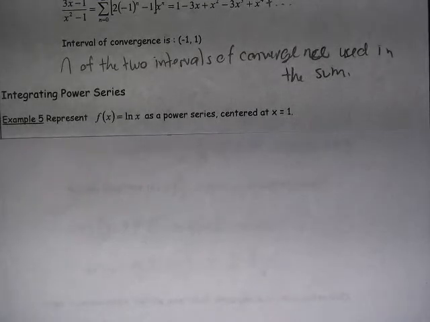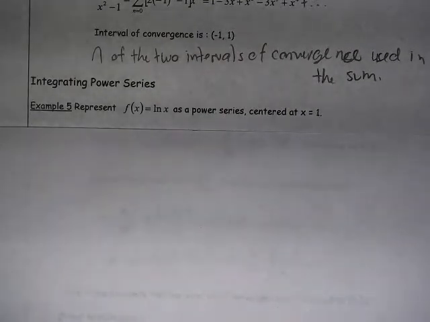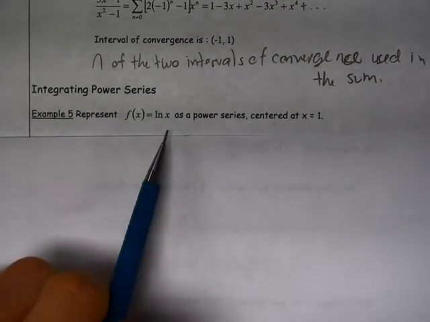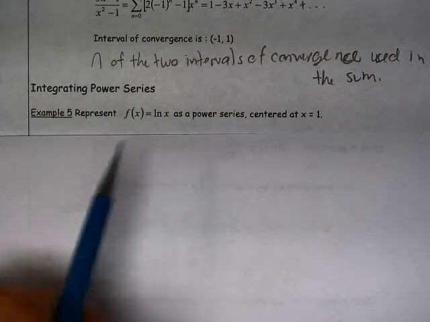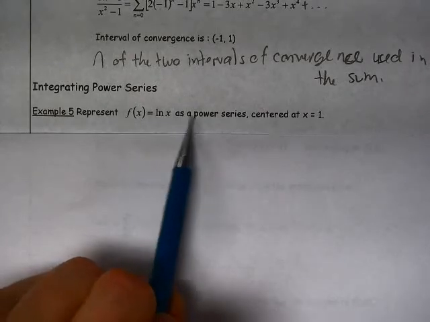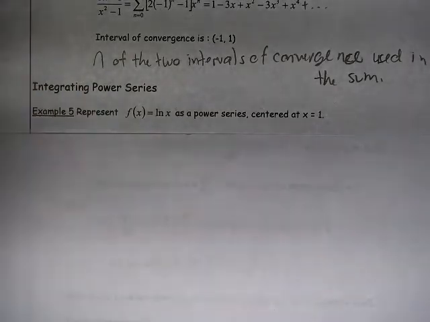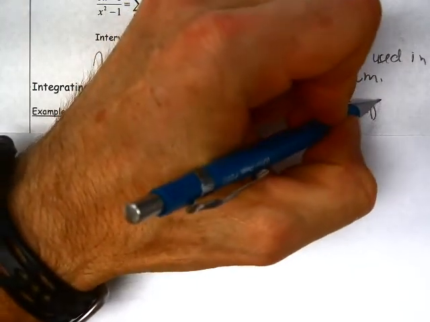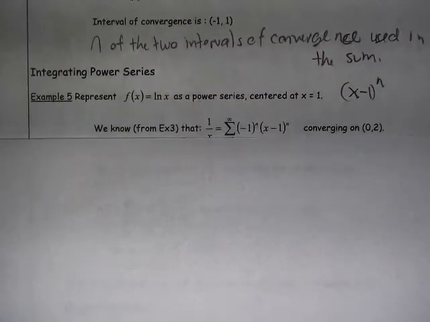We also mentioned, at the end of a previous set of notes, that if we take the derivative or the antiderivative of a power series, then the radius of convergence remains the same, but the interval of convergence may change. In other words, the behavior at those endpoints may change. So this is an example of getting a power series for ln of x, and we're going to use integration to arrive there. We want a power series for natural log of x centered at x equals 1. So we anticipate we're going to have x minus 1 terms.